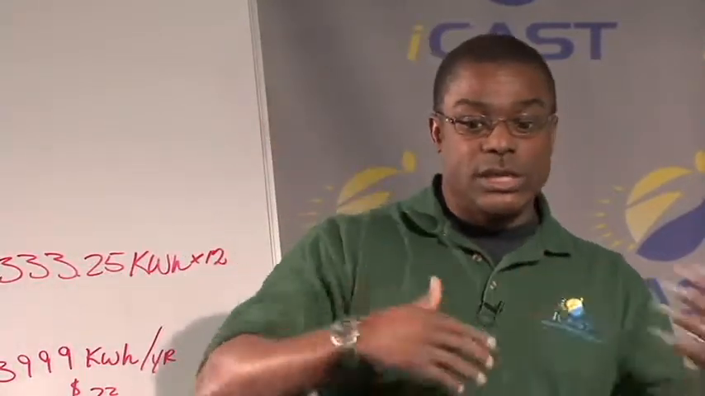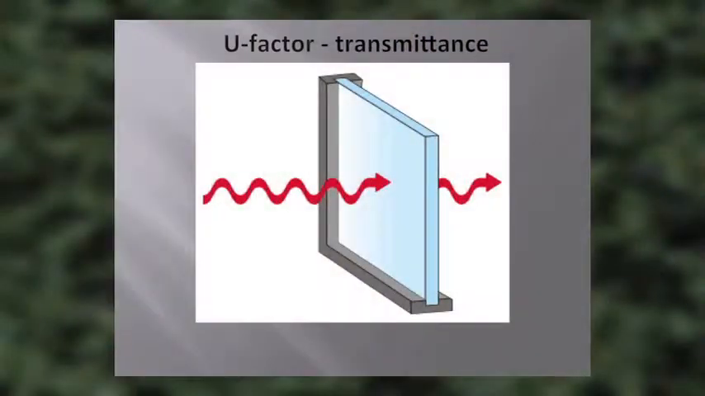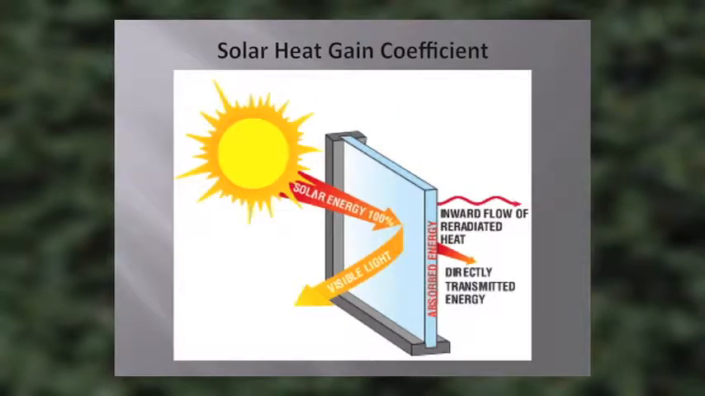Okay? So your job as an energy efficiency expert, or as a building analyst, an energy auditor, is now to educate the client on all of these things, so that they understand what's going on. U factor is a measure of thermal transmittance. How well does the window transmit heat from one side of it to the next? Okay, that's U factor. Now let's talk about solar heat gain coefficient.